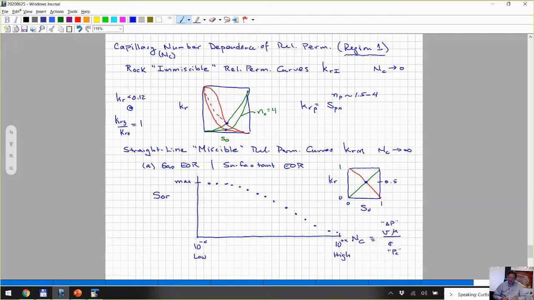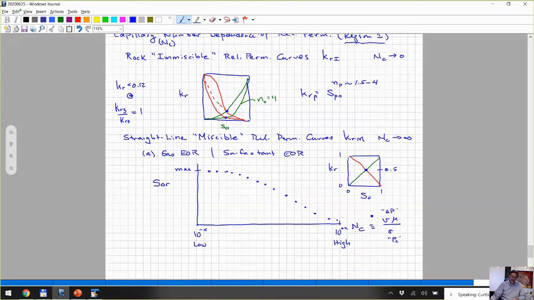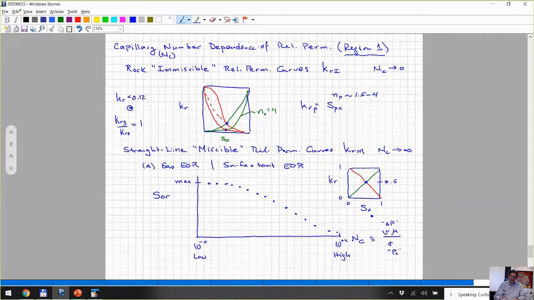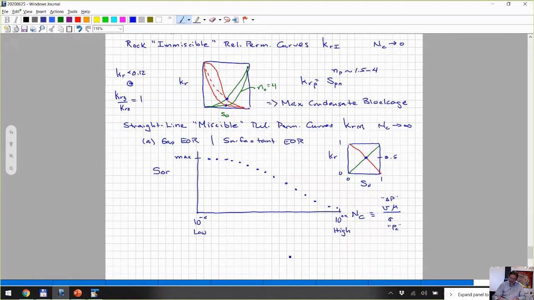So basically it's curved to straight line relative permeability, but we call it I for immiscible, quote unquote, and M for miscible. So this is just to make it clear. Are there any questions about that? So this rock curve, or the immiscible curve, will give the maximum condensate blockage effect. And the straight line rel perm curve would give the absolutely minimum condensate blockage effect.